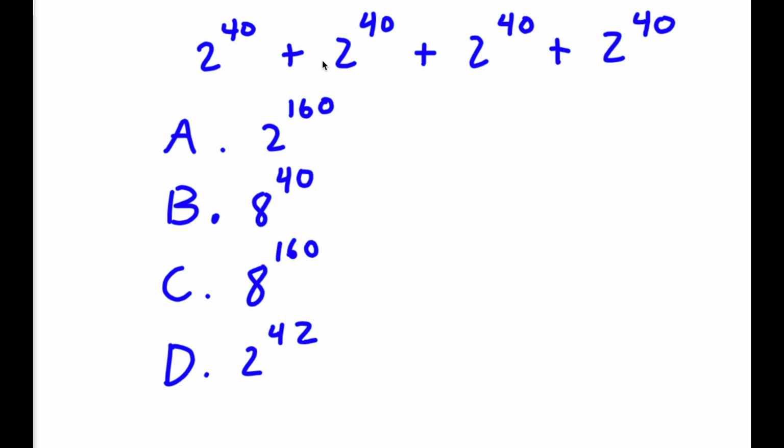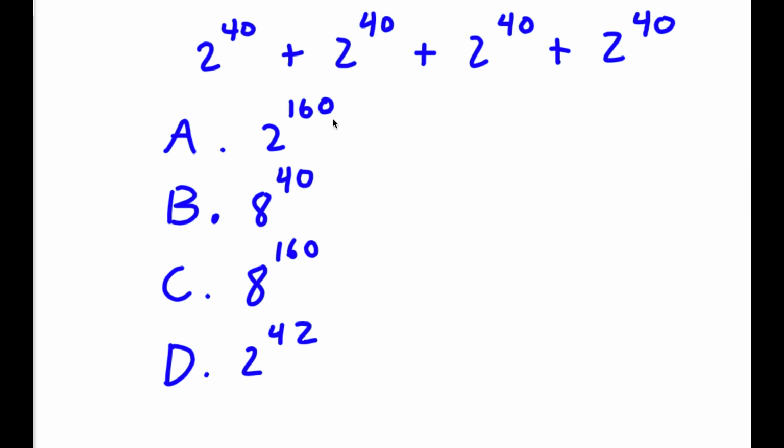Alright, so right here we have 2 to the power 40 plus 2 to the power 40 plus 2 to the power 40 plus 2 to the power 40. And right here we have our option choices. First option choice is 2 to the power of 160. Our second option choice is 8 to the power 40. Our third option choice is 8 to the power of 160. And our last option choice is 2 to the power of 42.